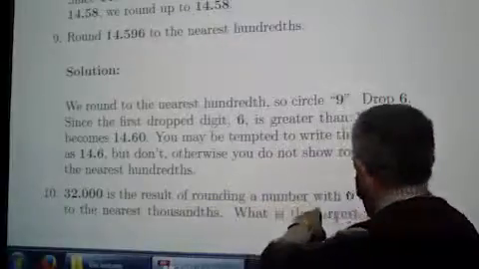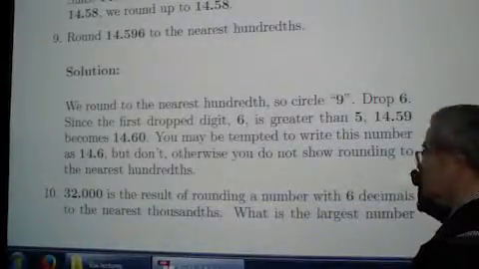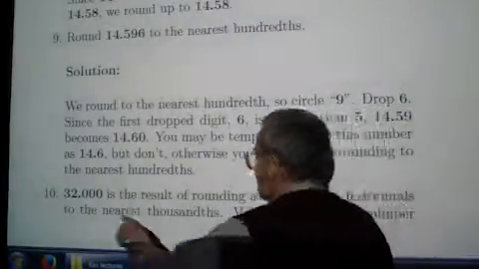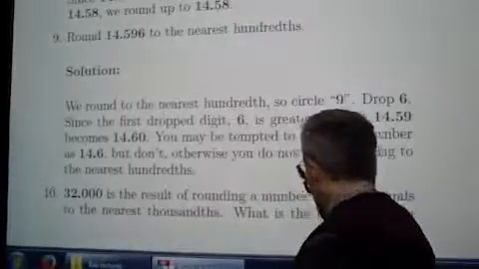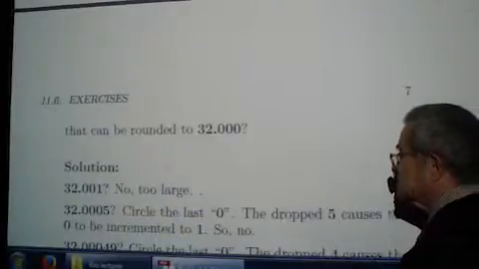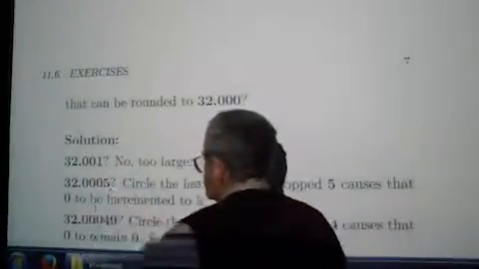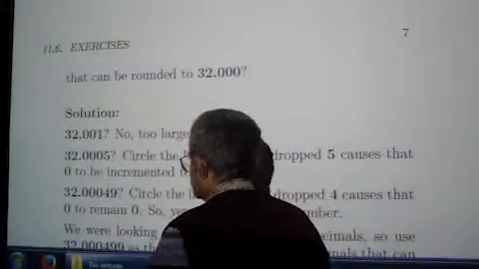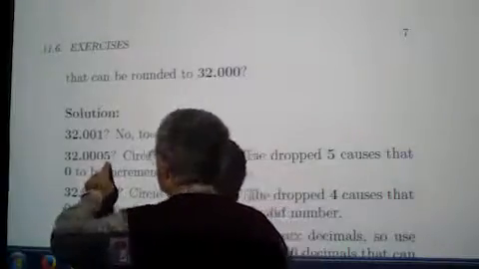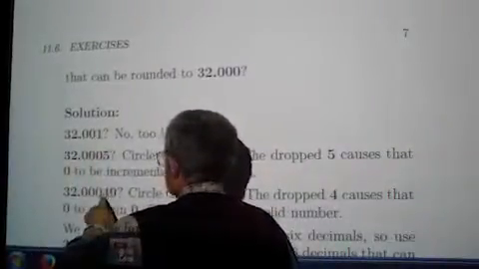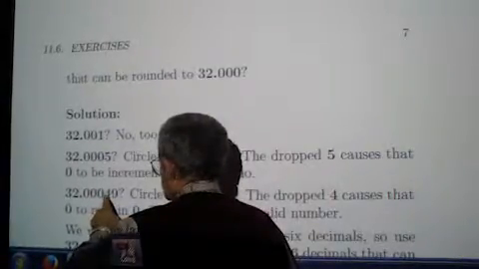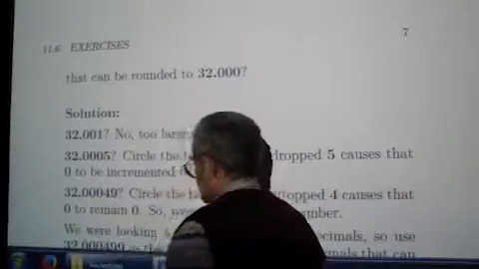32.000 is the result of rounding a number with 6 decimals to the nearest thousandths, 10 hundred thousandths, the 0. What is the largest such number? Well, you figure it out and you probably come out with 0.0005, which is a little too much: you circle this, you drop this digit, that gets bumped up, that's not it. How about 0.49? You circle this, all of these are zeros, the first digit dropped is less than 5, that stays. 000. So that's the number.